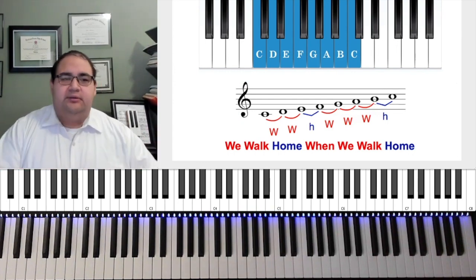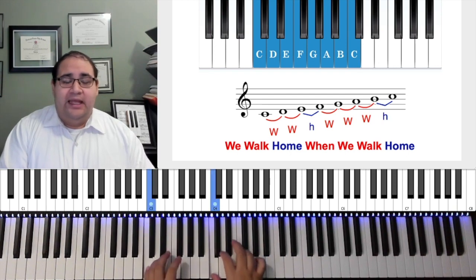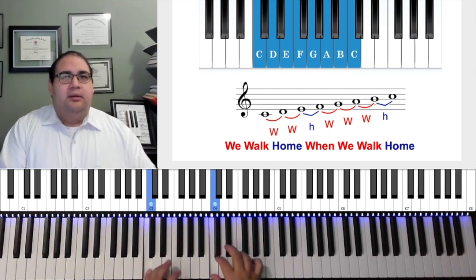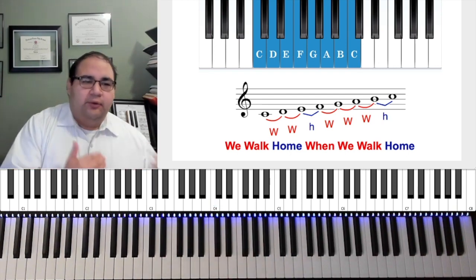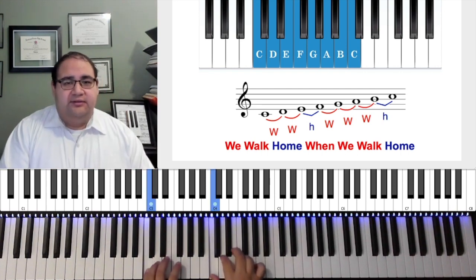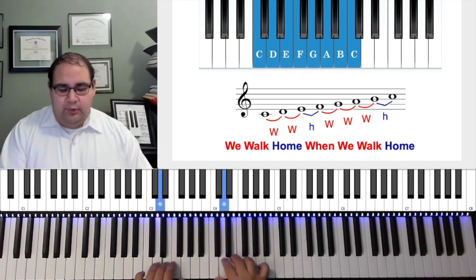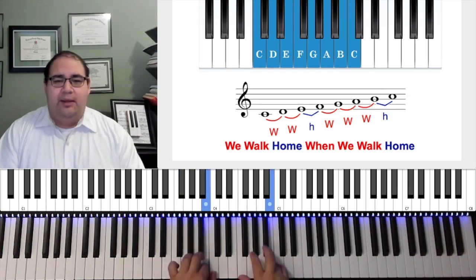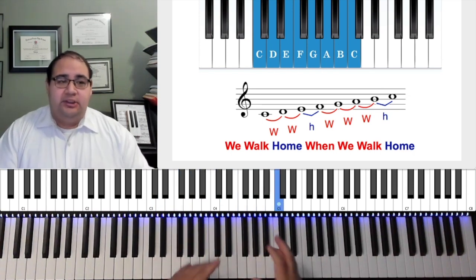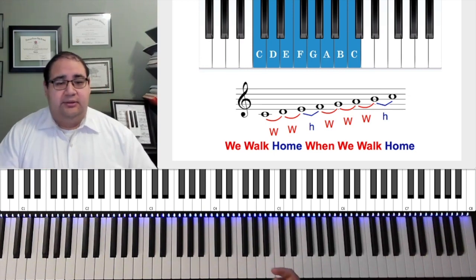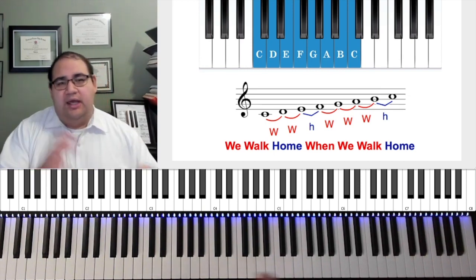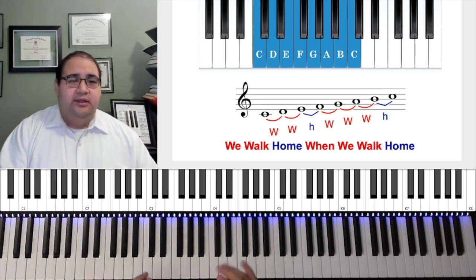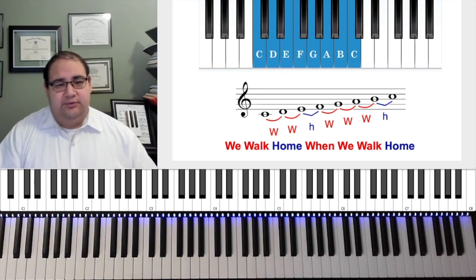If I grab any note, in this case it's C, I can build a major scale using a pattern of whole steps and half steps. In this case, it's going to be whole step, half step, whole step, whole step, whole step, half step. A good way to remember this pattern is the acronym "We walk home when we walk home." And this is true for any key: F sharp, A, B. If you use this pattern, you're going to make a major scale.